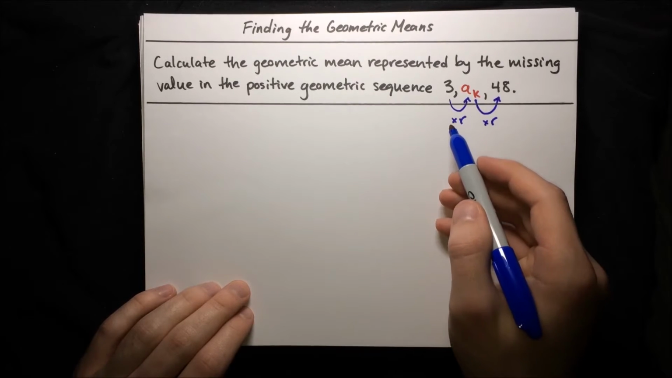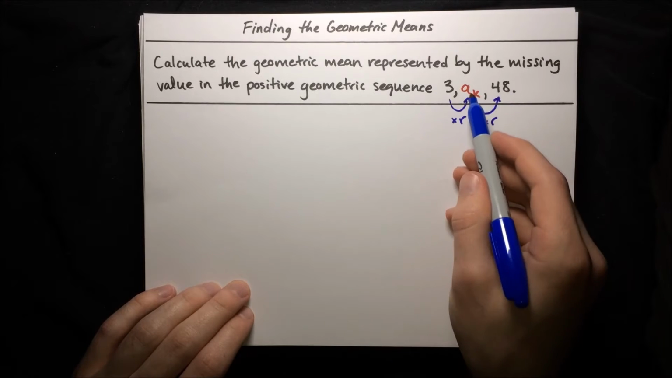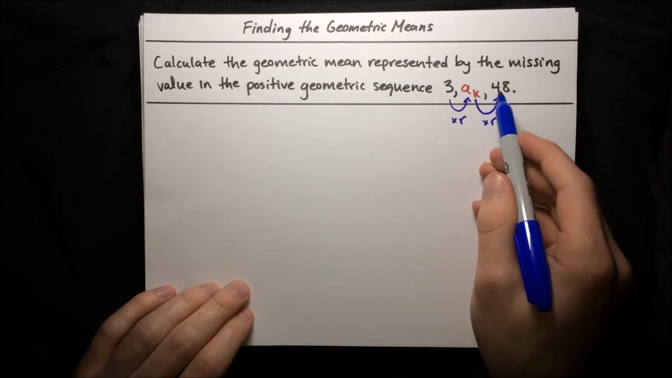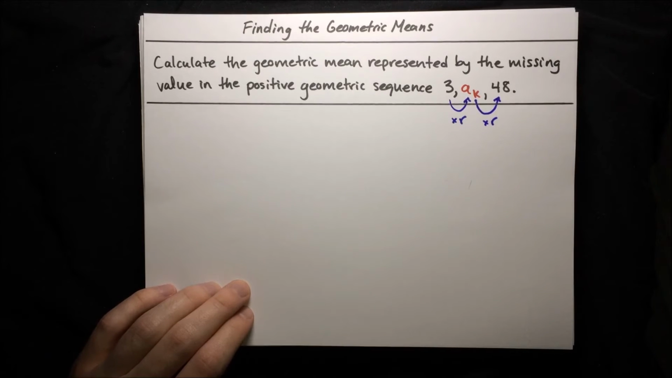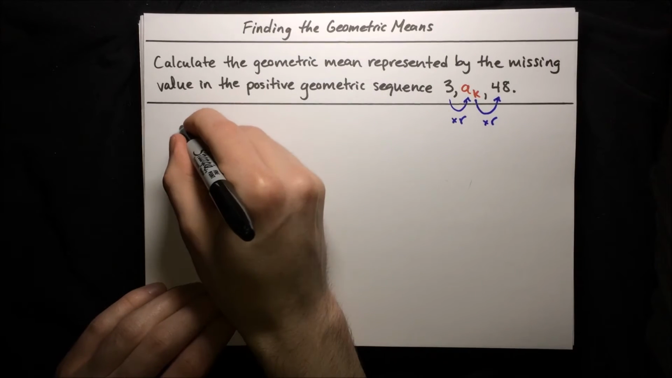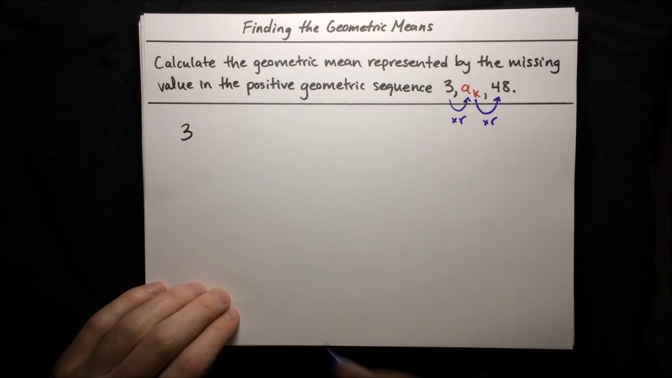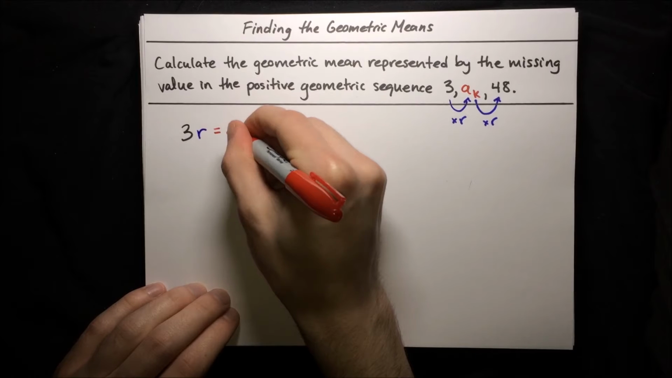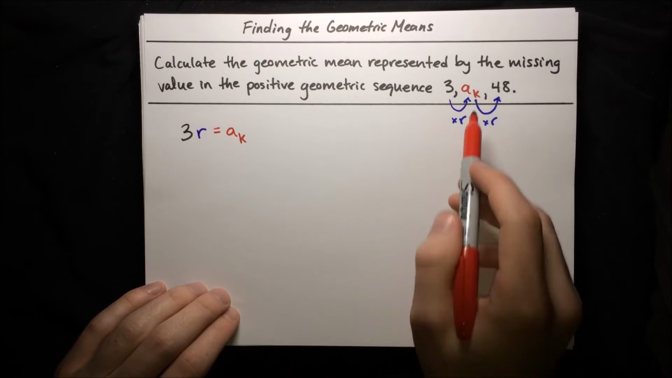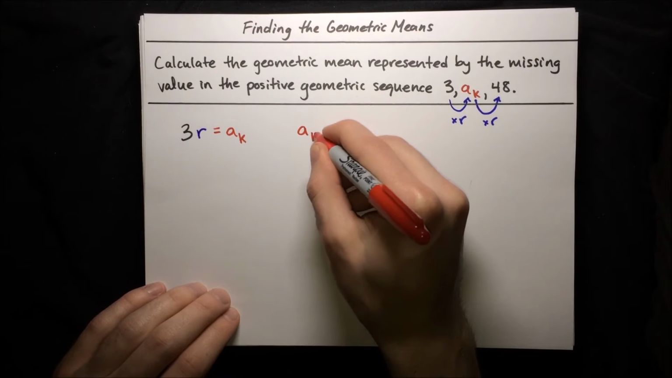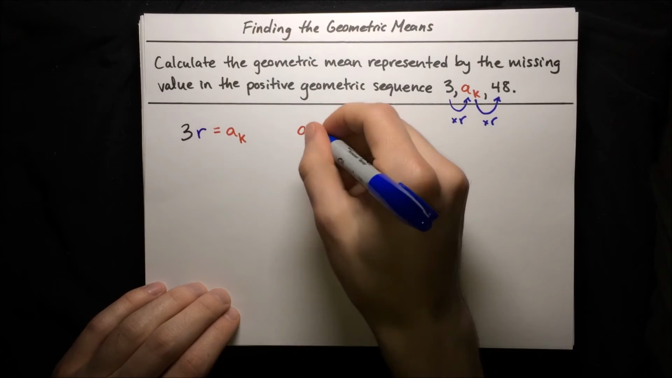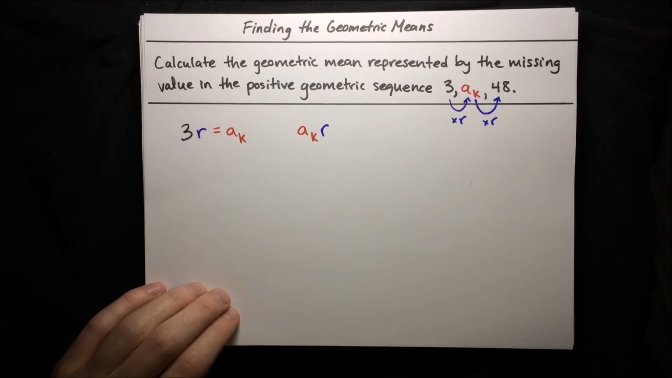So how are we going to get r this time? Well, why don't we look at both of these pairs of numbers, 3 and ak, and then ak and 48. We can write down an equation for each of them. We can write down that 3 times r makes ak. So 3r is equal to ak. And then the other one is that ak times r equals 48. So let's write that down. ak times r is equal to 48.